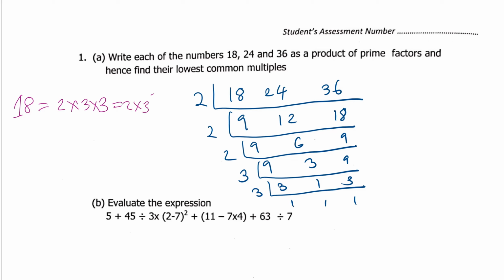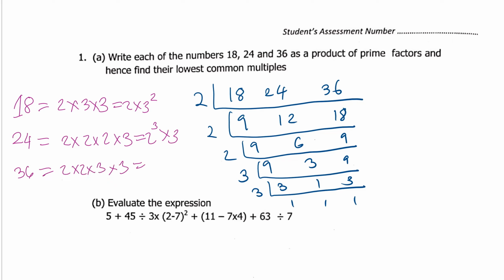which is 2 times 3 squared. You have also 24, it is 2 times 2 times 2 times 3, which is 2 to the power 3 times 3. You have 36, it is 2 times 2 times 3 times 3, which is 2 squared times 3 squared. So 18 has already been expressed as a product of prime factors. The same applies to 24 and 36.